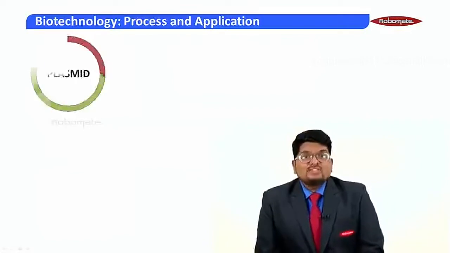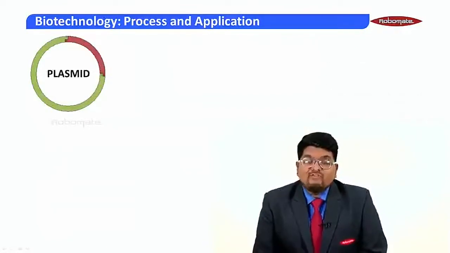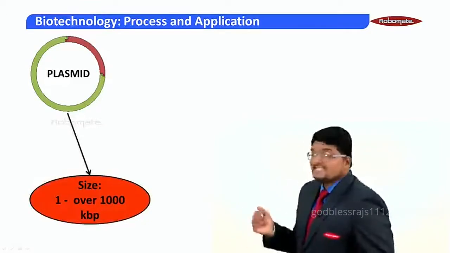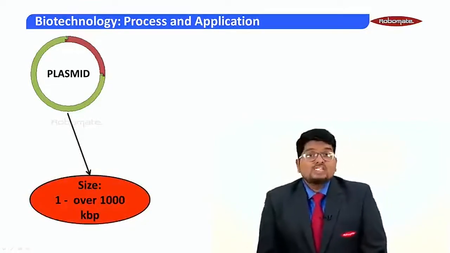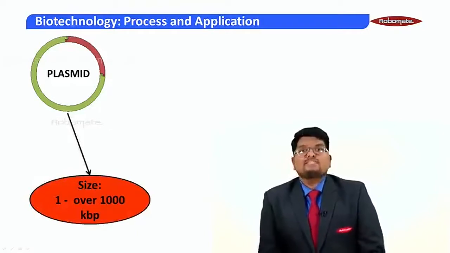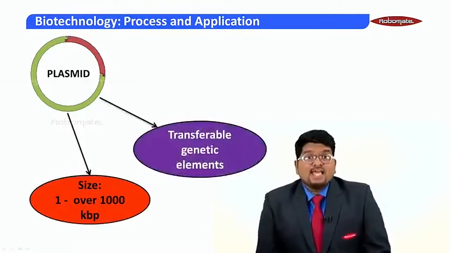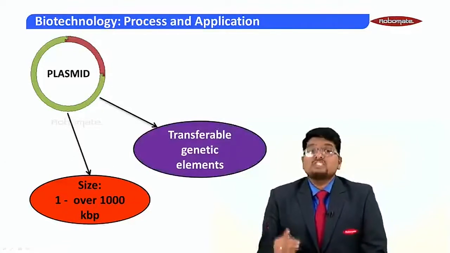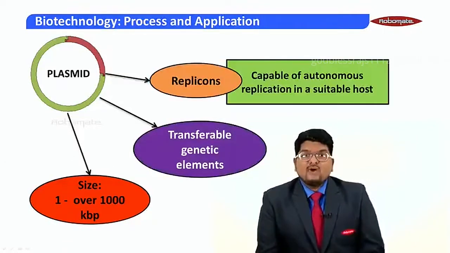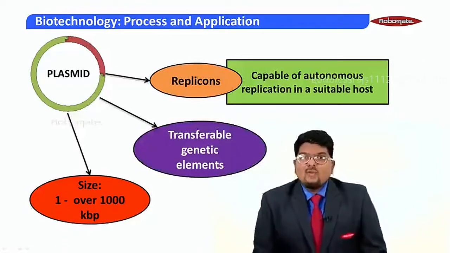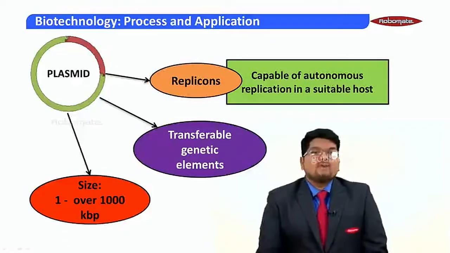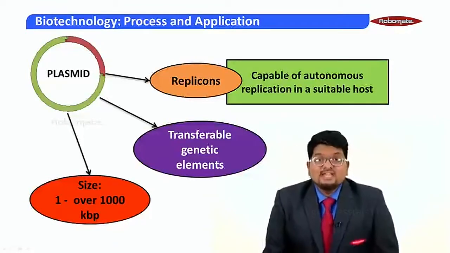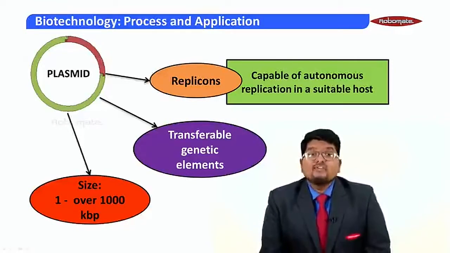Moving ahead, here we shall have a look at a few more qualities of the plasmid. Plasmids show a size range of 1 to over 1,000 kilobase pairs. Next, they are transferable genetic elements. They are used for gene transfer processes, and they are called replicons. Why? Because they are capable of autonomous replication within suitable host cells. So plasmids are known as replicons.